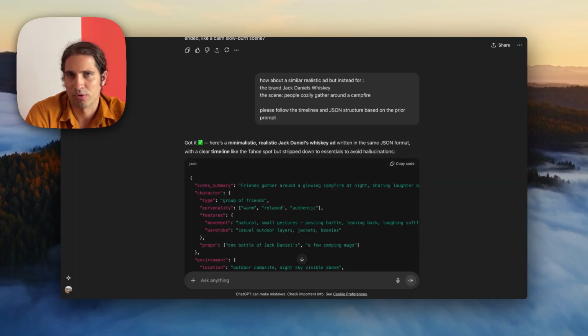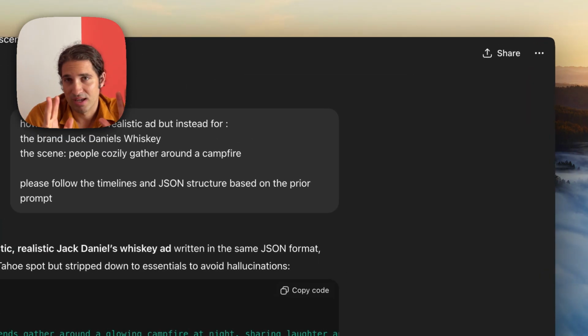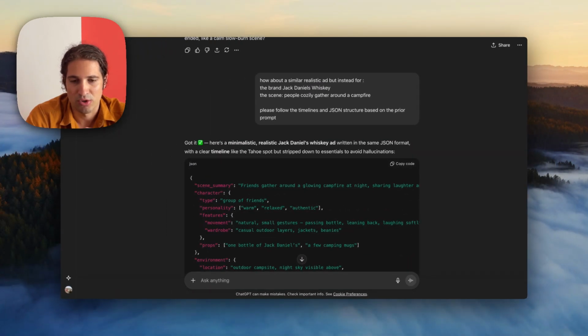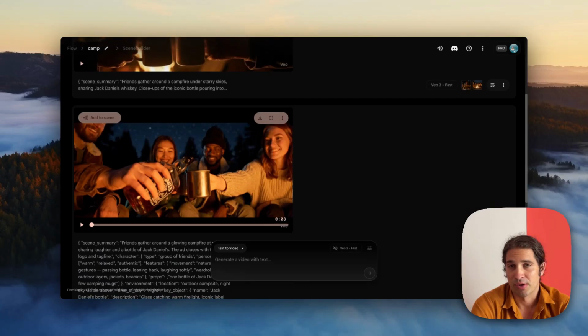So now that we have our core prompt ready, we're just going to make a slight modification by telling ChatGPT that I want a similar realistic ad, but instead for the brand Jack Daniels Whiskey. And the scene is people closely gathered around a campfire. And please follow the timelines and JSON structure based on the prior prompt. This is quite important. Remember, we only have 8 seconds with Veo3, so you need to make sure you don't have too many scenes baked into this description. Alright, so I already generated the video, and we're going to go ahead and check it out.